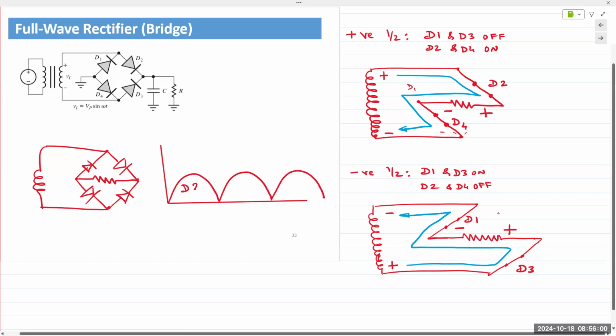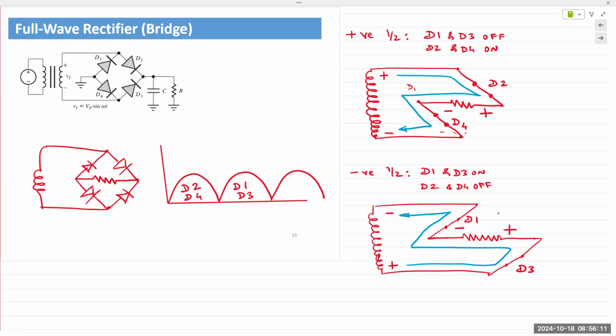So here it's D2 and D4 on, here it's D1 and D3, without the need of a specialized tapped transformer. Okay. All right, let's take a pause. Questions? This is pretty much what every wall wart had inside it. And it's very easy to make.